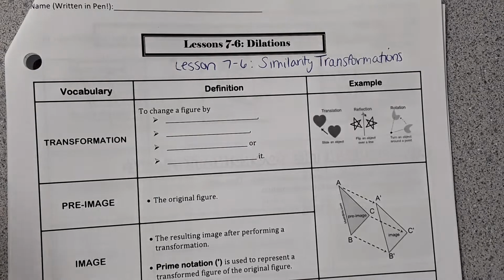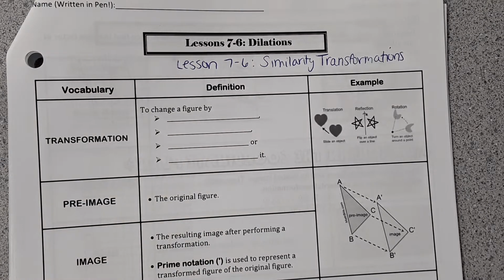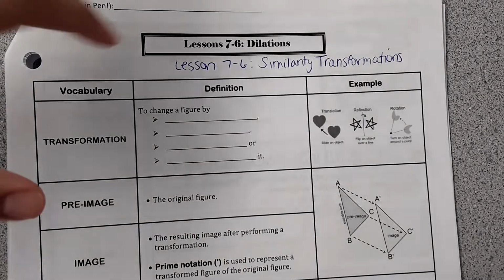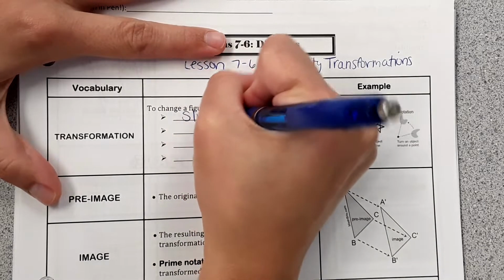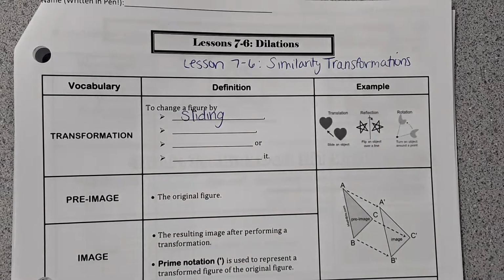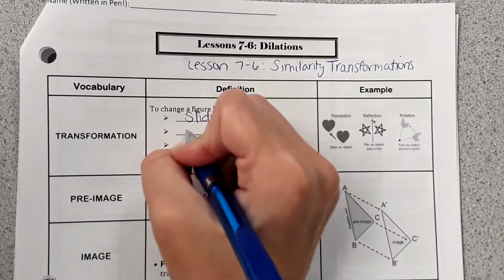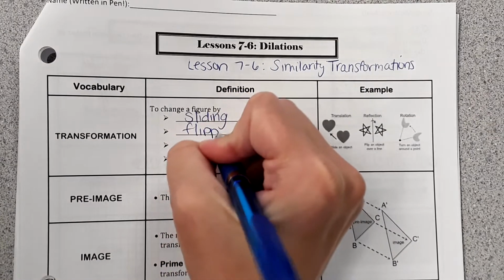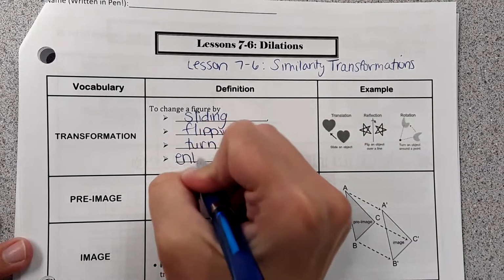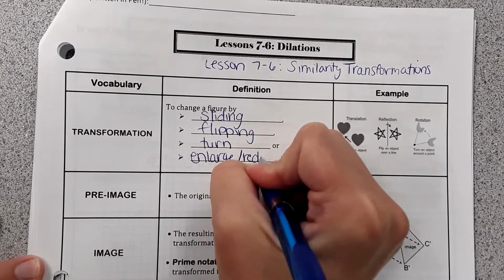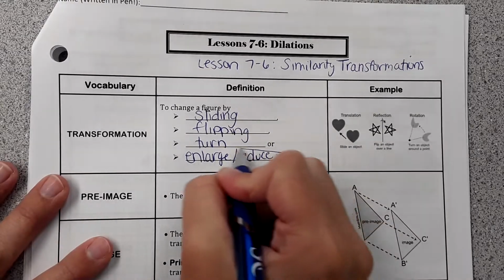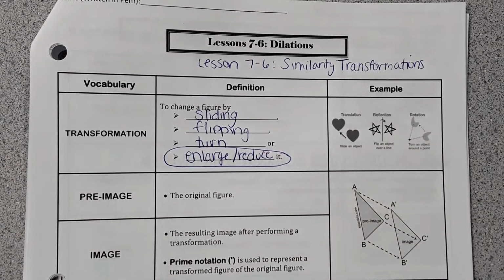Okay, so it starts out with vocabulary of the bigger picture, and then it narrows down to what we're actually doing today. A transformation, which you may remember from 8th grade, is when you change a figure by sliding it, which is called a translation. There's a whole chapter on transformations though, so this bigger picture we'll get to later, but this is just an overview. Sliding, you could flip a figure like a reflection, turn a figure, or enlarge or reduce it. What we're focusing on today is the enlarge and reduce, which is called dilation.